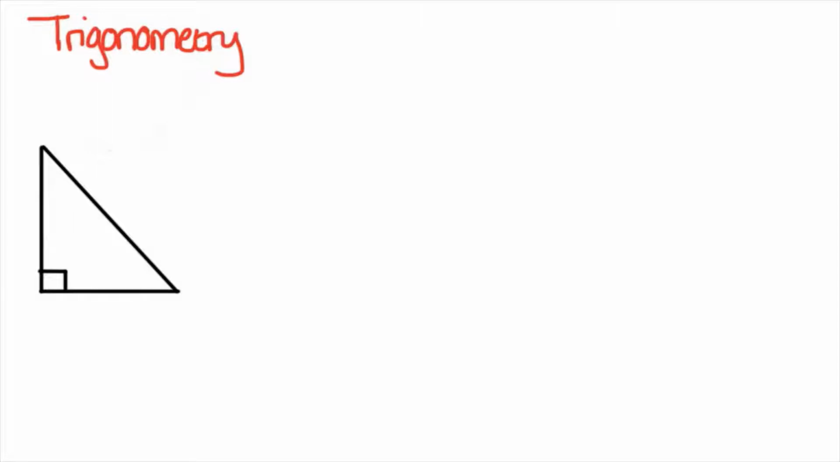So the longest side on a right angle triangle is the side opposite the right angle, and this is called the hypotenuse. If we just label an angle on the triangle, the side opposite this angle is called the opposite, and the side next to this angle, or the side that's adjacent to the angle, is called the adjacent.